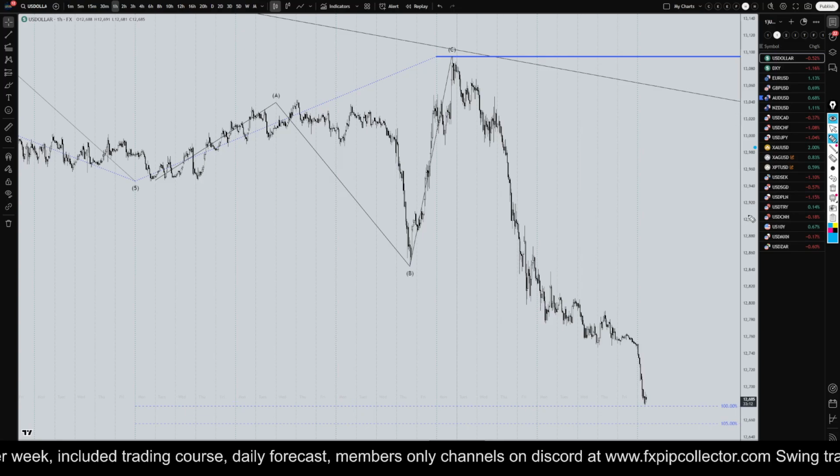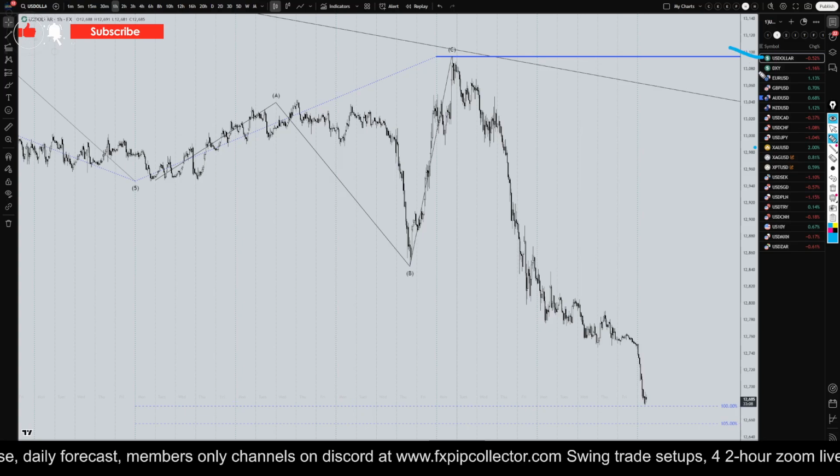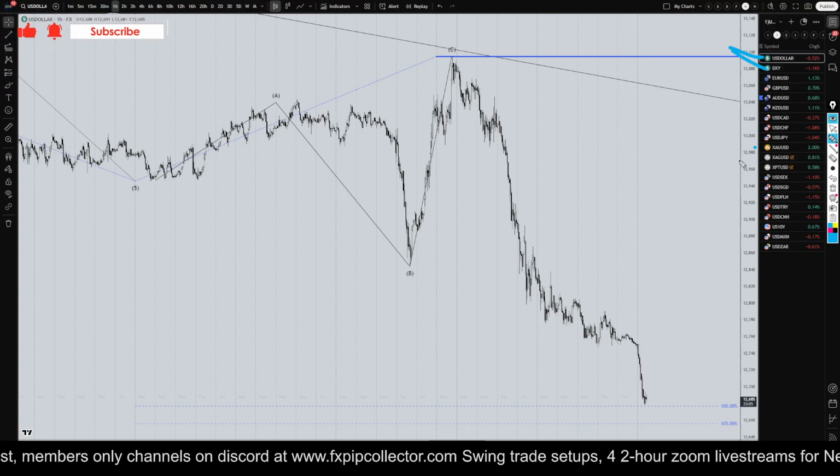Today is Monday, April 21st, and this is my analysis for the US dollar index, which also covers the DXY because they're basically the same.